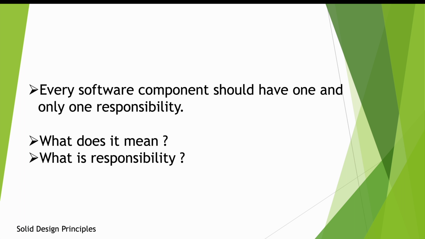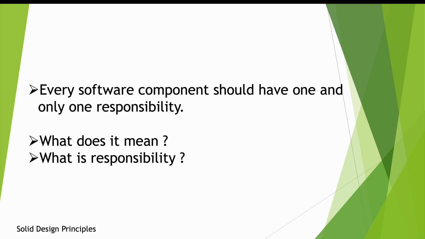Now, let's start with the definition. SRP states that every software component, whether it's a class or module, should have one and only one responsibility. This definition looks good and logical as well. But what does it actually mean? And what does responsibility mean in software development? Let's try to answer these questions in the next few slides.